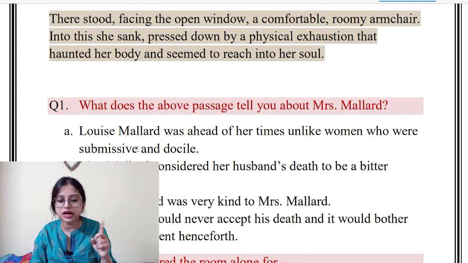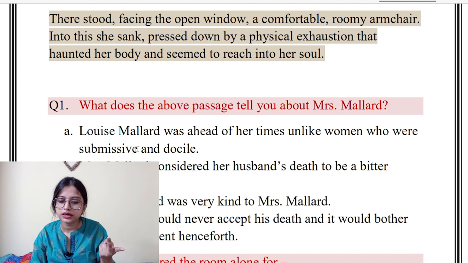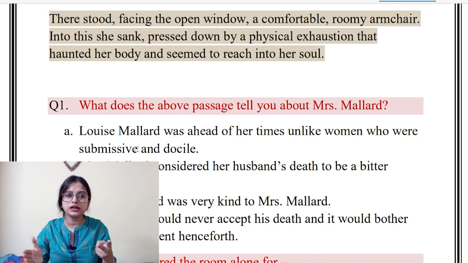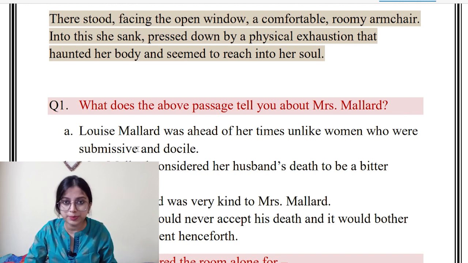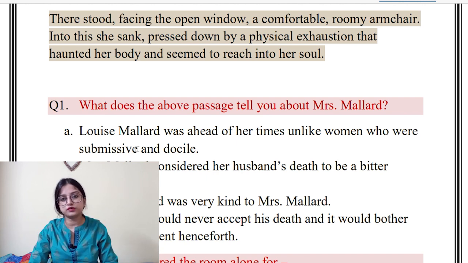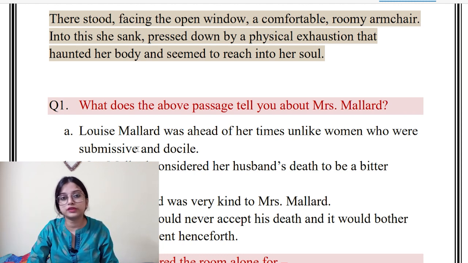Number B, Mrs. Mallard considered her husband's death to be a bitter moment. Now this is obviously correct. That's why she cried. Alright. C, Brently Mallard was very kind to Mrs. Mallard. Now this above passage has nothing to do much with Brently Mallard. We do not have that much. Even if he had not been very kind, Mrs. Mallard would have been unhappy with the death, isn't it? C is not that correct. D, Mrs. Mallard could never accept his death, and it would bother her every moment henceforth. So the rest of her life would be bothered because of her husband's death. Now, from the above passage, we get no such idea.